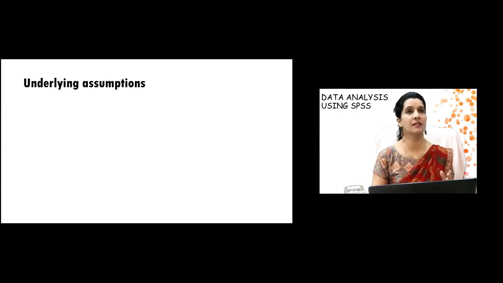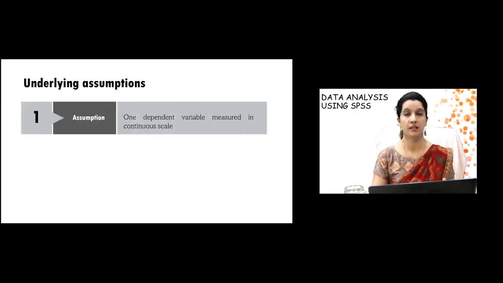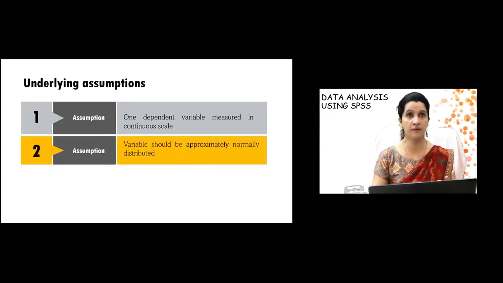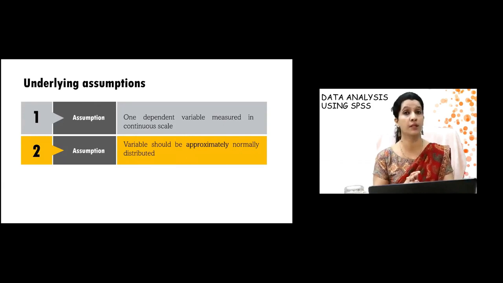There are only three underlying assumptions of this t-test. The first assumption is that there is only one dependent variable which is measured on a continuous scale, or a scale variable that we have discussed. The second assumption is that the variable should be approximately normally distributed. Here I am writing approximately normally distributed.